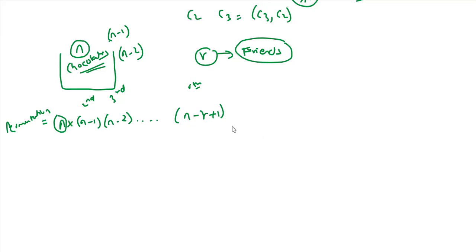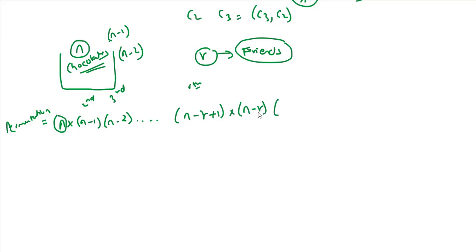Now we'll modify this formula a little bit. We'll multiply this numerator by the next term, which will be n minus r, because we want to convert it into n factorial. So it is n into n minus 1 into n minus 2. This is n minus r plus 1. So the next term will be 1 less than this. So this will be n minus r plus 1 minus 1. So plus 1 and minus 1 will cancel out. We'll get n minus r.